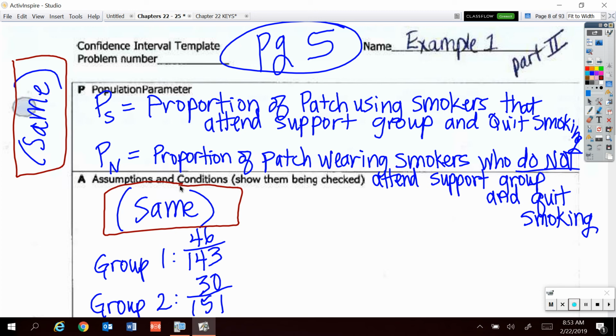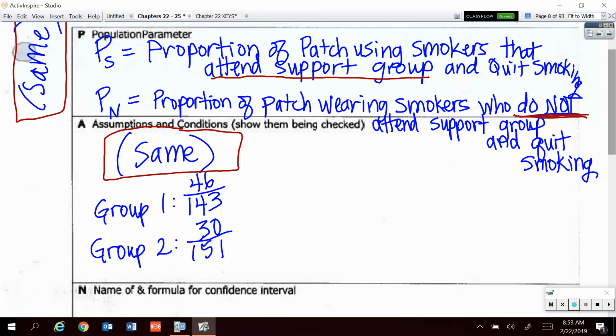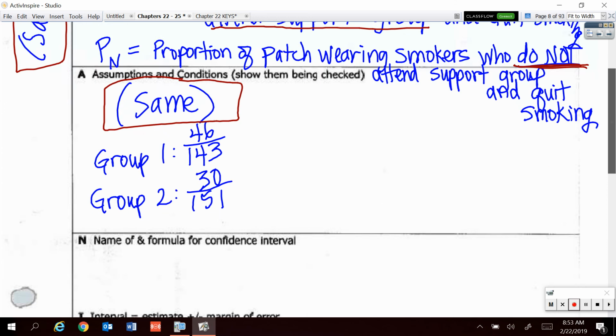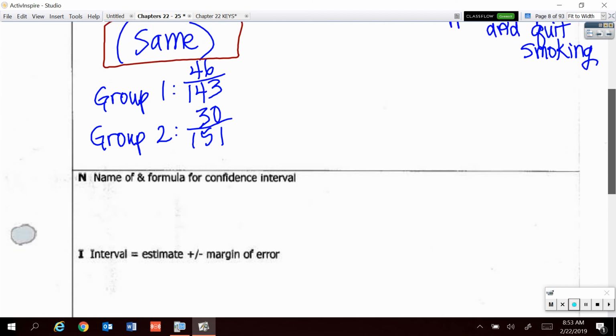So my P of S is the proportion of patch using smokers who do attend the support group and they successfully quit smoking. And then P of N is the proportion of patch wearing smokers who do not attend the support group and they then quit smoking. So our numbers were as such. Okay. And again, if you have the same problem, you do not need to rewrite the parameters and conditions again. So let's go on to what we're now going to be doing.